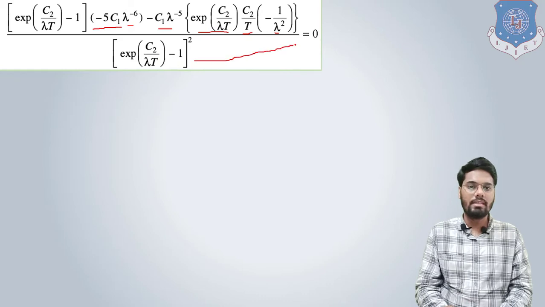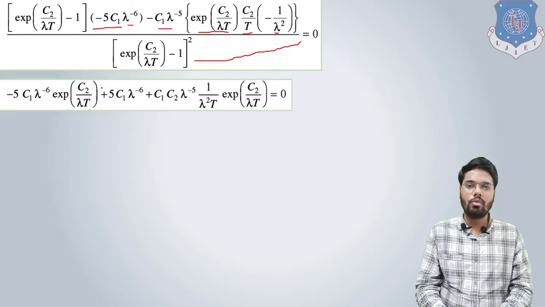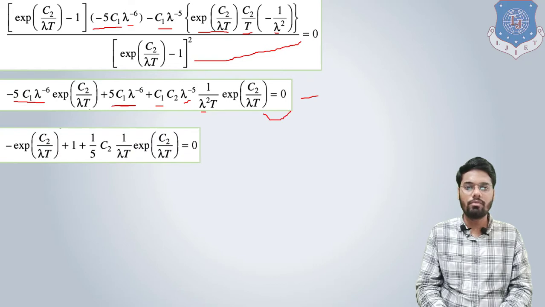Now if we cross multiply this exponential term with 0, it will become 0. Simplifying this equation, we will get this equation. Now here we can see that this is minus 5 C1 lambda raised to minus 6, and here C1 lambda raised to minus 5, and 1 upon lambda from this equation gives us lambda raised to again minus 1, so it becomes lambda raised to minus 6. So simplifying this equation, we will get minus exponential of C2 by lambda t plus 1 upon 5 C2 by lambda t exponential of C2 by lambda t is equal to 0.